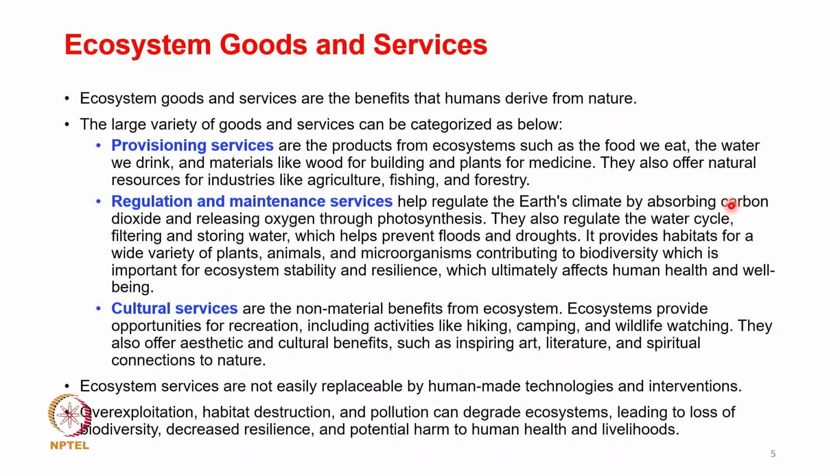Then there are regulation and maintenance services. This is how nature balances the earth's climate by absorbing carbon dioxide and releasing oxygen through photosynthesis. They also regulate the water cycle and help to store water, which helps to prevent floods and gives water during drought time. They also provide habitats for a wide variety of plants, animals, and microorganisms, thereby contributing to biodiversity, which is the most important thing for ecosystem stability and resilience.